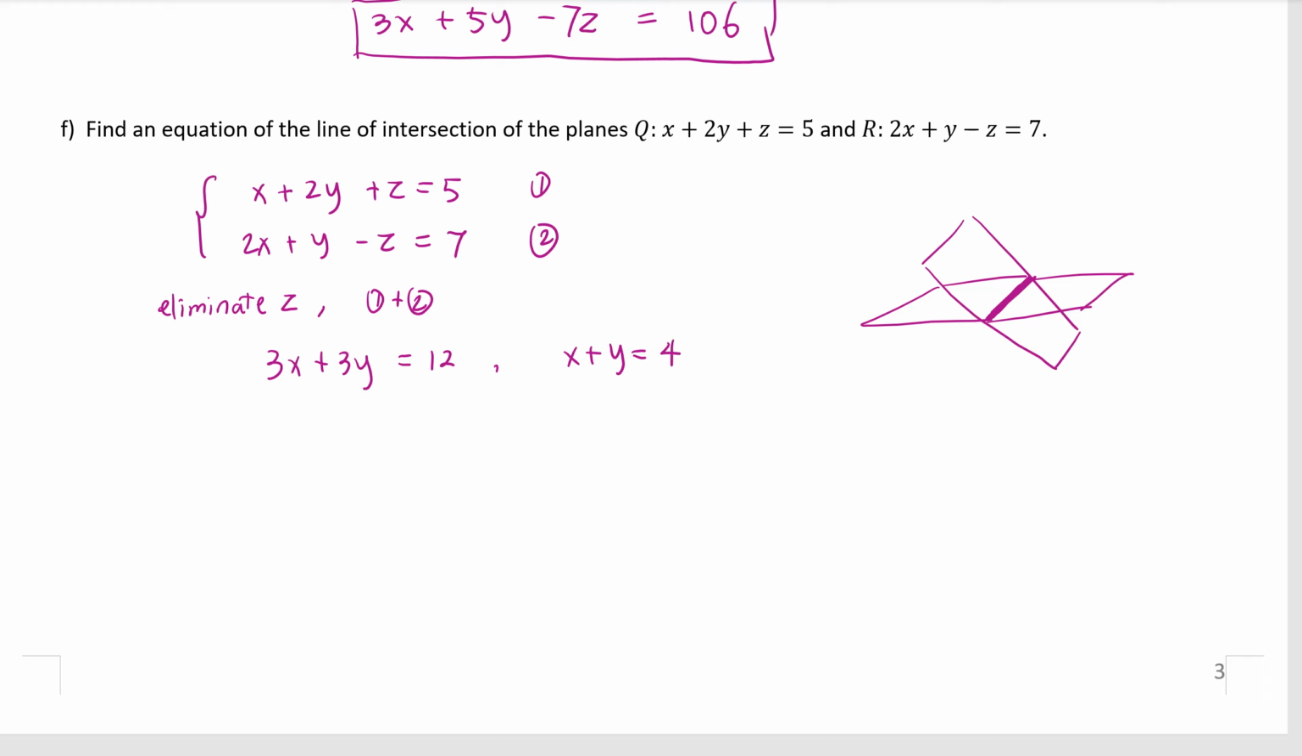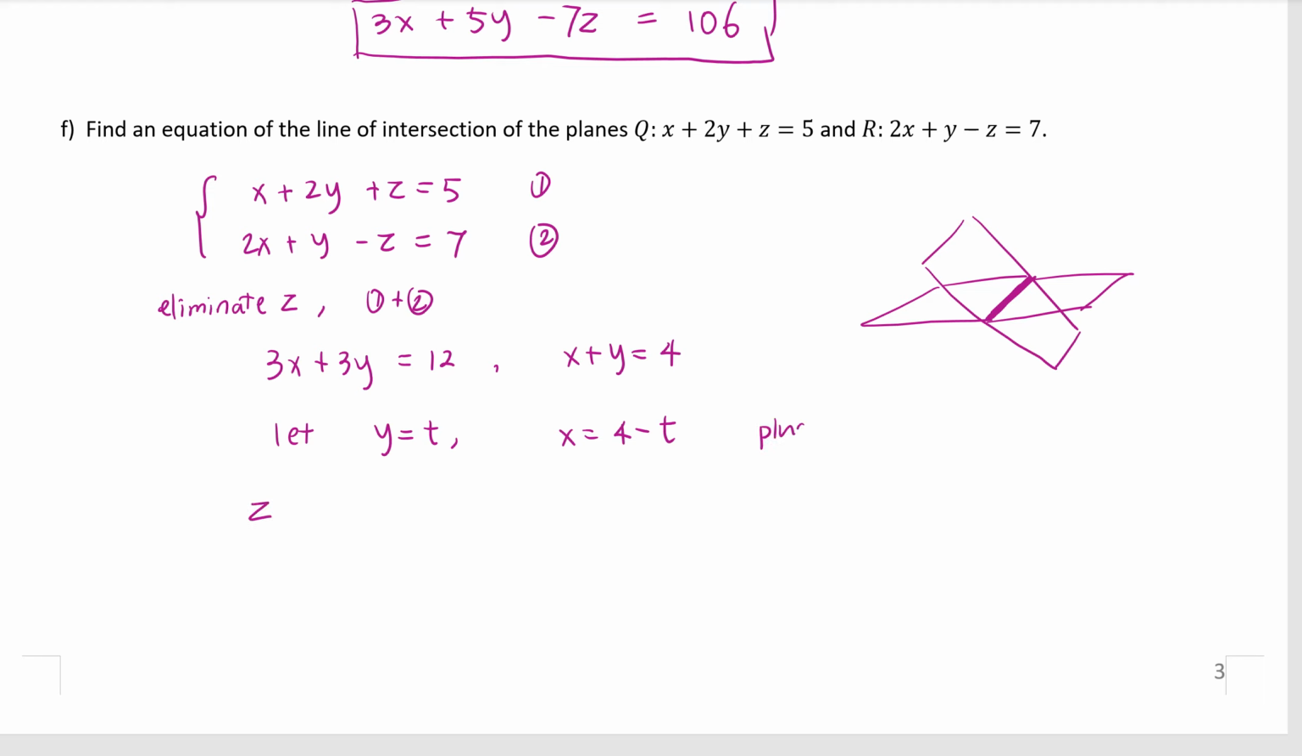Now, for a line equation, x, y, z are functions of t. So you can let x be t or you can let y be t. It doesn't matter, you have the same line. Maybe the parameterization is a little bit different, but they all represent the same line. So let's say we let y be t, then x is 4 minus t. Then what is z?